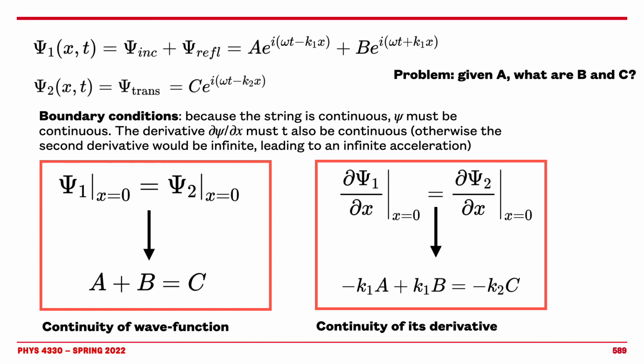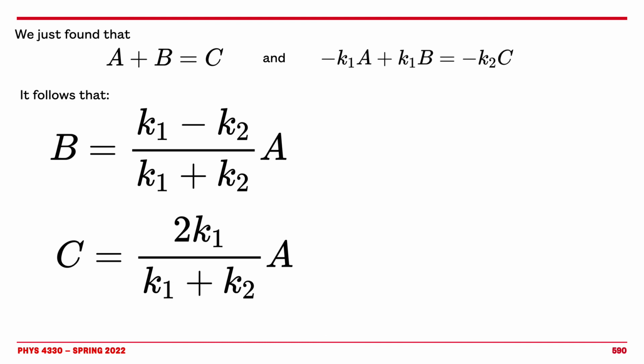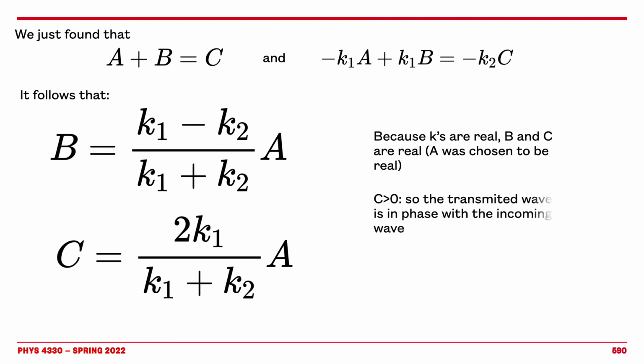Now we can put everything together, and using those two equations, we can calculate b and c as a function of a. So we see something interesting here. We know that the k's are, of course, real. It's just a relation between frequencies and velocity. So b and c are actually also real in this case, because a was chosen to be real. So there is no dephasing. Well, actually, there's definitely no dephasing in c, because c is always positive, the same sign as a.